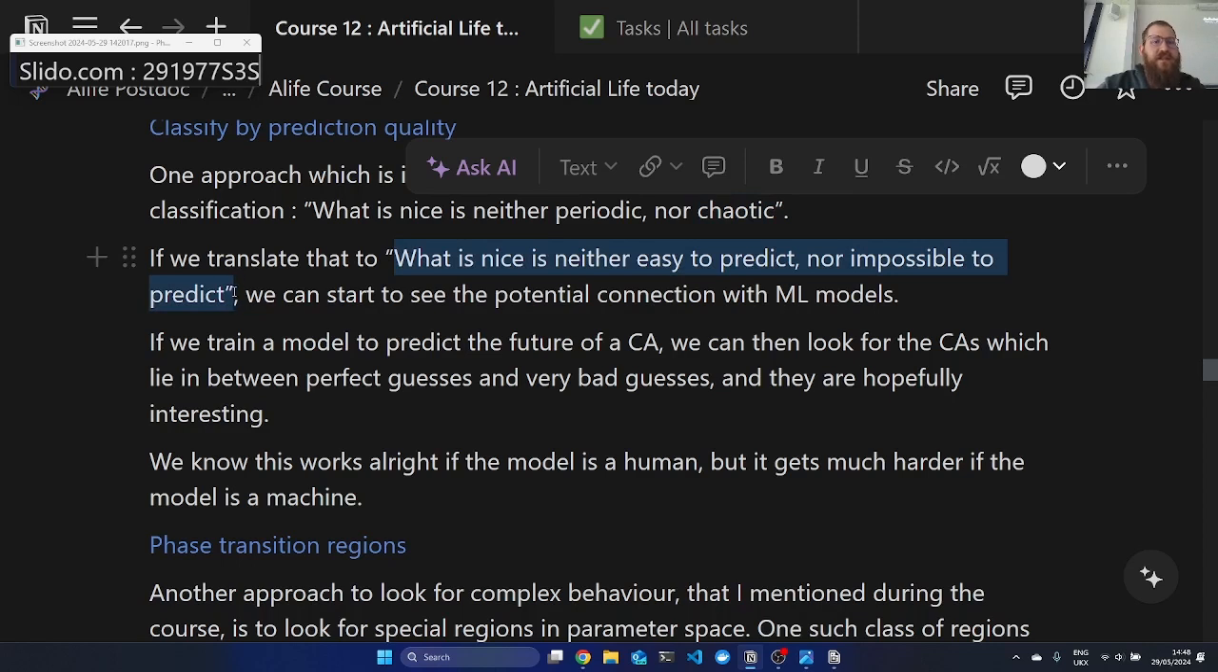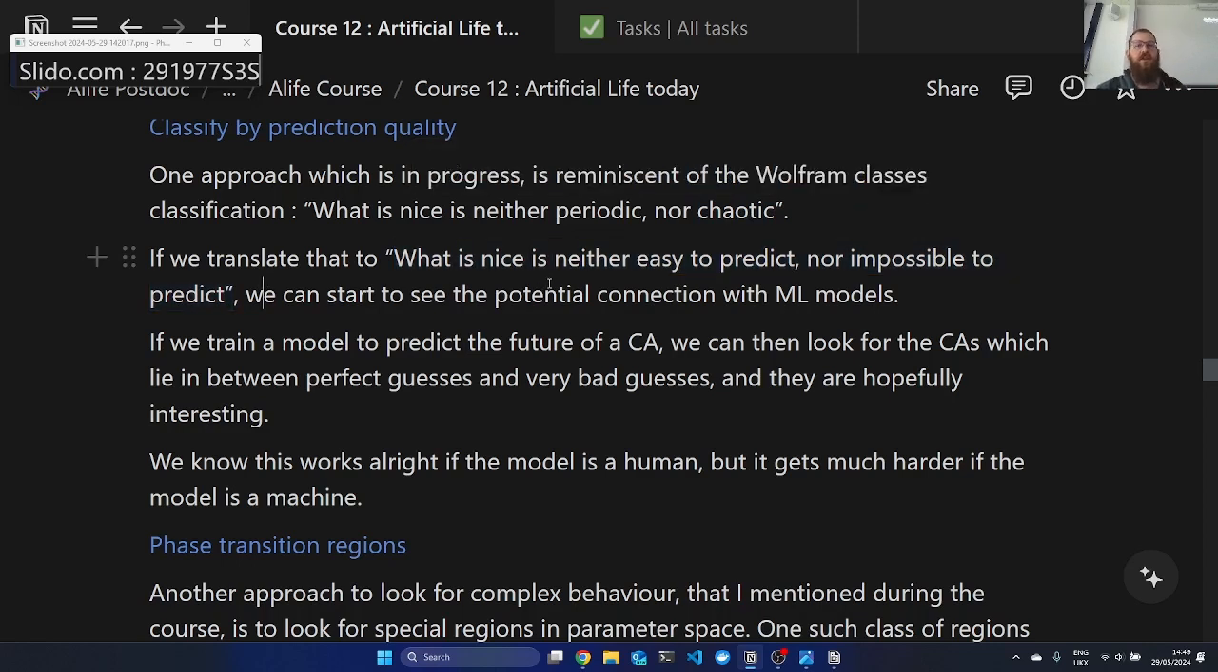And so if you phrase it in this way, you can start to see the potential connection with machine learning models, okay? So the idea is that if you train a model to predict the future dynamics of some artificial life model, then by asking the model, you actually get a score of predictability of the dynamics, right? It's just how well the model predicts. And the generic idea here is to look for the cellular automata that lie in between perfect predictability and zero predictability. And hopefully these are precisely the class 4-like ones.